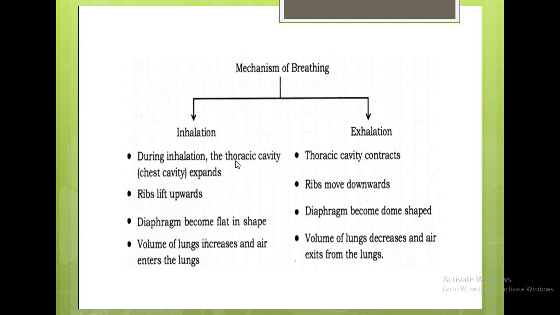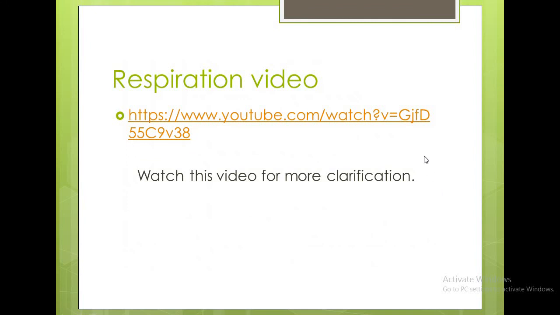During inhalation, the thoracic cavity, that means the chest cavity, expands, ribs lift upward, the diaphragm becomes flat in shape, the volume of the lungs increases and the air enters the lungs. When you exhale, when we give out the air, the chest cavity contracts, ribs move downward, the diaphragm becomes dome shaped, the volume of the lungs decreases and air exits from the lungs.